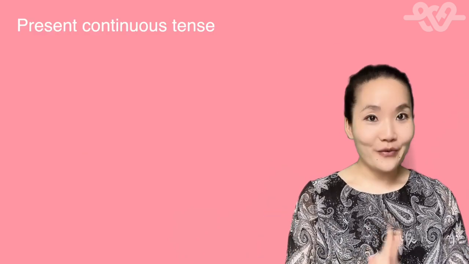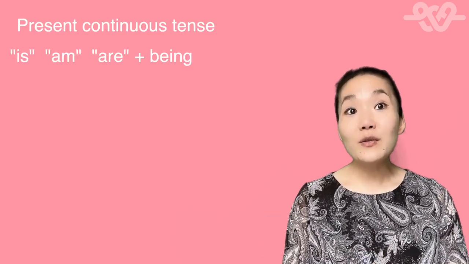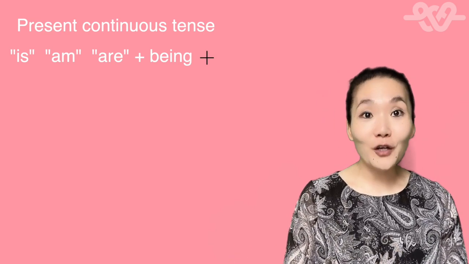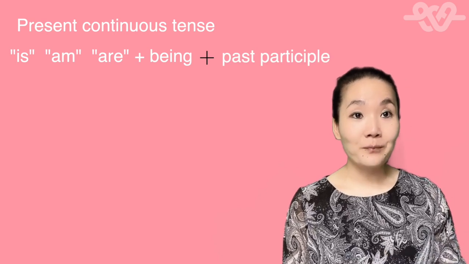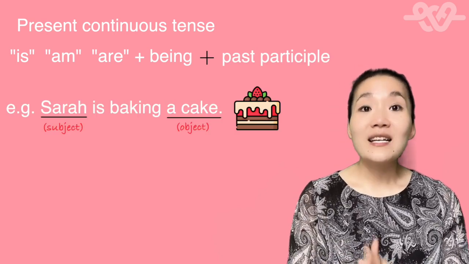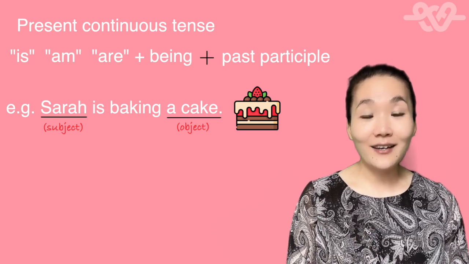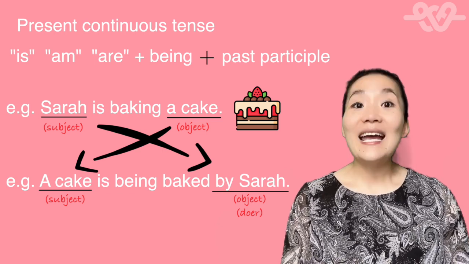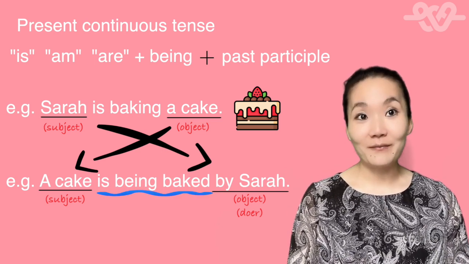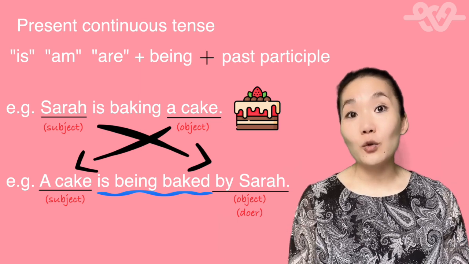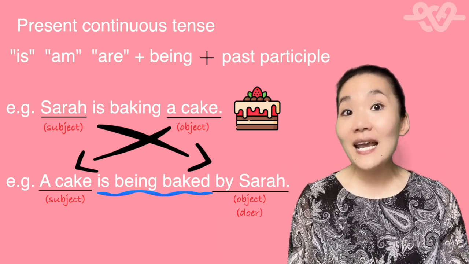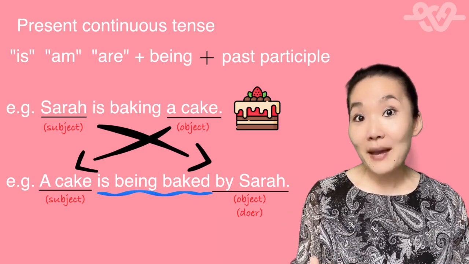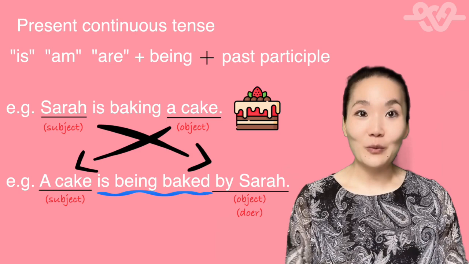Now, let's tackle the present continuous tense. We use am being, is being, or are being, followed by the past participle of the main verb. Imagine the active voice sentence. Sarah is baking a cake. To form the passive voice, we invert the subject and object and add the appropriate form of to be. So it transforms into a cake is being baked by Sarah. The focus is now on the cake being baked rather than Sarah doing the baking.